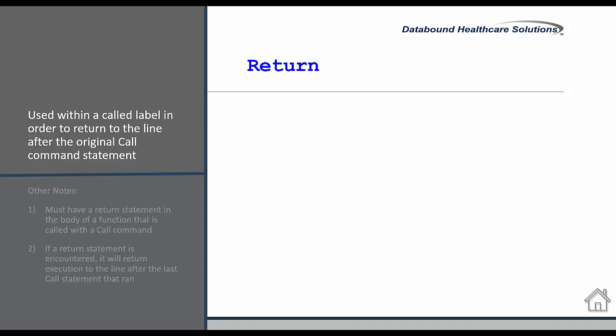There's one more that I want to go over, and then we'll go to our EMUE script. That's return. Because anytime we call to a label, we need a return statement in order to return back to the line after the call. So notes on that, you must have a return statement in the body of a function that is called with a call command. And if a return statement is encountered, it will return execution to the line after the last call statement that ran.